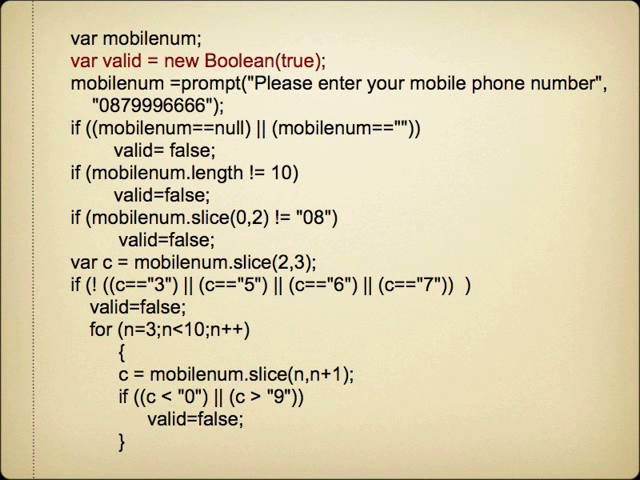Now what we're going to do once we've input the number is we're going to see if we have any reason to change our minds about the validity of this number. So we're going to assume the number is okay, and then if it fails to meet one of our requirements, we're going to set valid to false. But of course first we need the number.